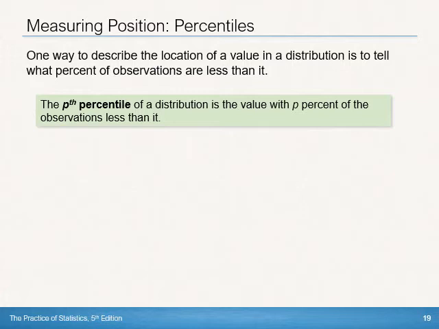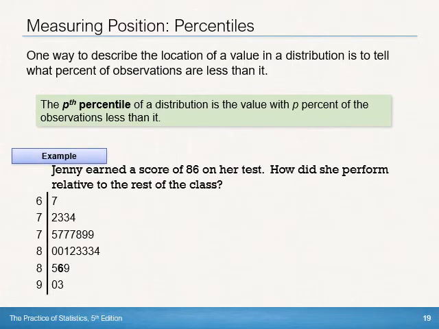So the percentile is simply if you're the pth percentile, then that means you have p% of your observations less than the data value you're looking at. So let's look at an example. Jenny has a score of 86 on her test. How did she do compared to the rest of the class? Like, what is her percentile?